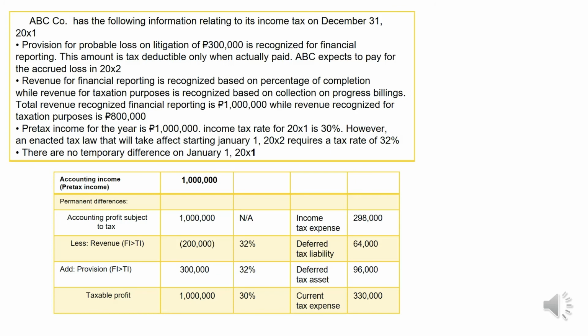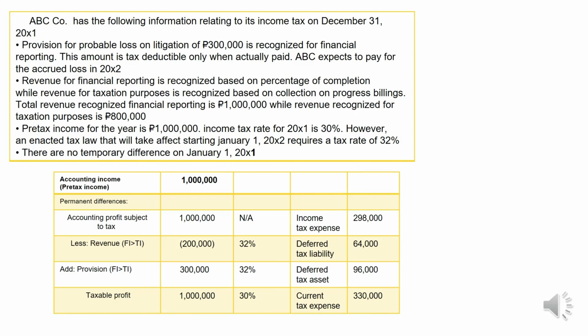The company's pre-tax income for the year amounts to 1 million. Income tax rate is 30%, but it is enacted by law which increases to 32%. To compute for the company's current tax expense, the company's income tax expense less deferred tax liability expense, then add the deferred tax asset.